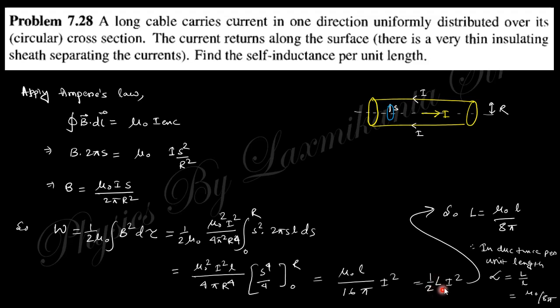If you compare this equation, L will be like that. This is the inductance. So the inductance per unit length, just divided by L, you will get mu naught by 8 pi. That is the inductance per unit length of this cylinder. Next one.